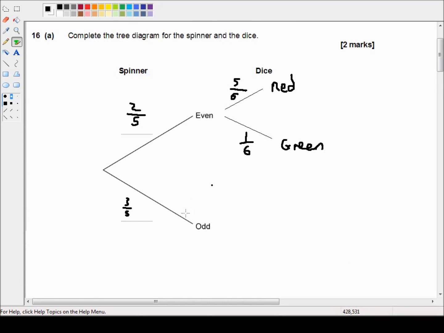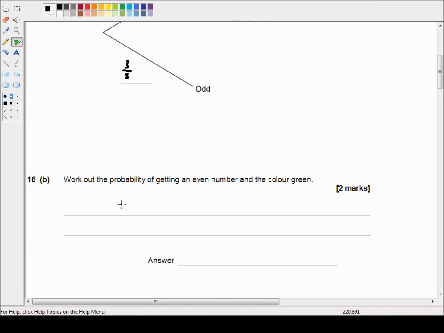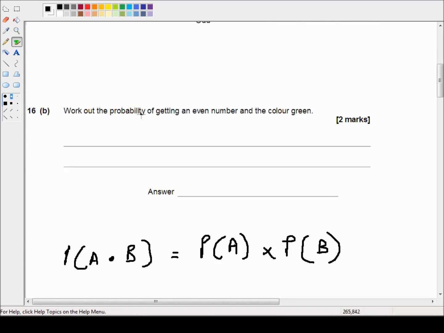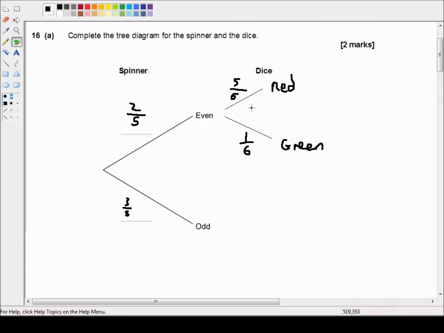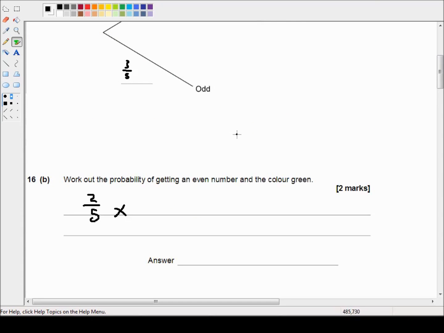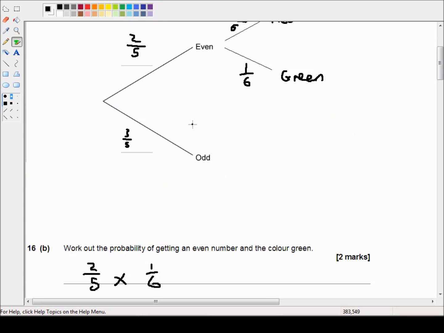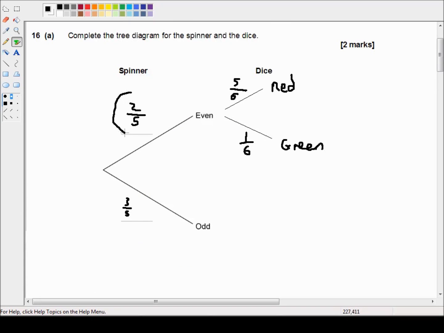So we want to work out the probability of getting an even number and the colour green. So the probability of getting an even number is 2 over 5, times the probability of getting green. So that's 1 over 6, which we got from our diagrams here and here.